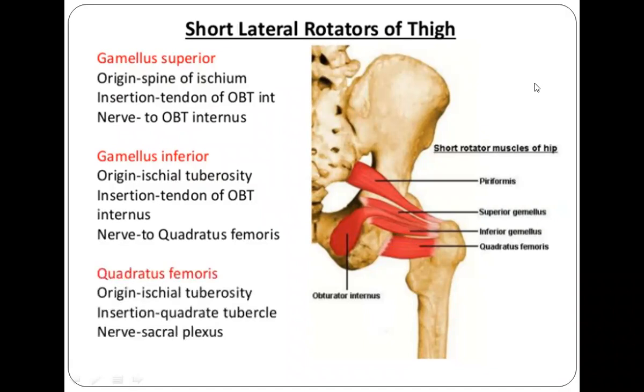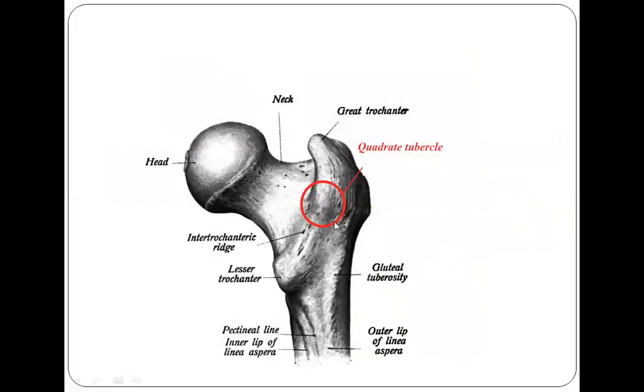Quadratus femoris finally takes origin from ischial tuberosity and is inserted onto the femur in a part called the quadrate tubercle. On the posterior aspect of the upper end of the femur, this is the greater trochanter, lesser trochanter. This is called the intertrochanteric ridge. And this is the quadrate tubercle, which gives insertion to quadratus femoris.